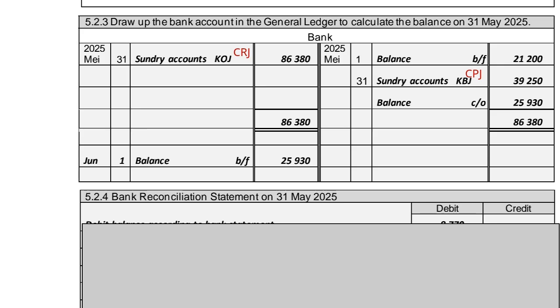Then we are going to balance the bank accounts. So the debit side equals 86,380. We make it equal to the credit side, which is then also 86,380. So our balance that we carry down or carry over is R25,950. So that is our balance for the next month, June the 1st, on the debit side, R25,950, and that is the amount that we take to the bank reconciliation statement.